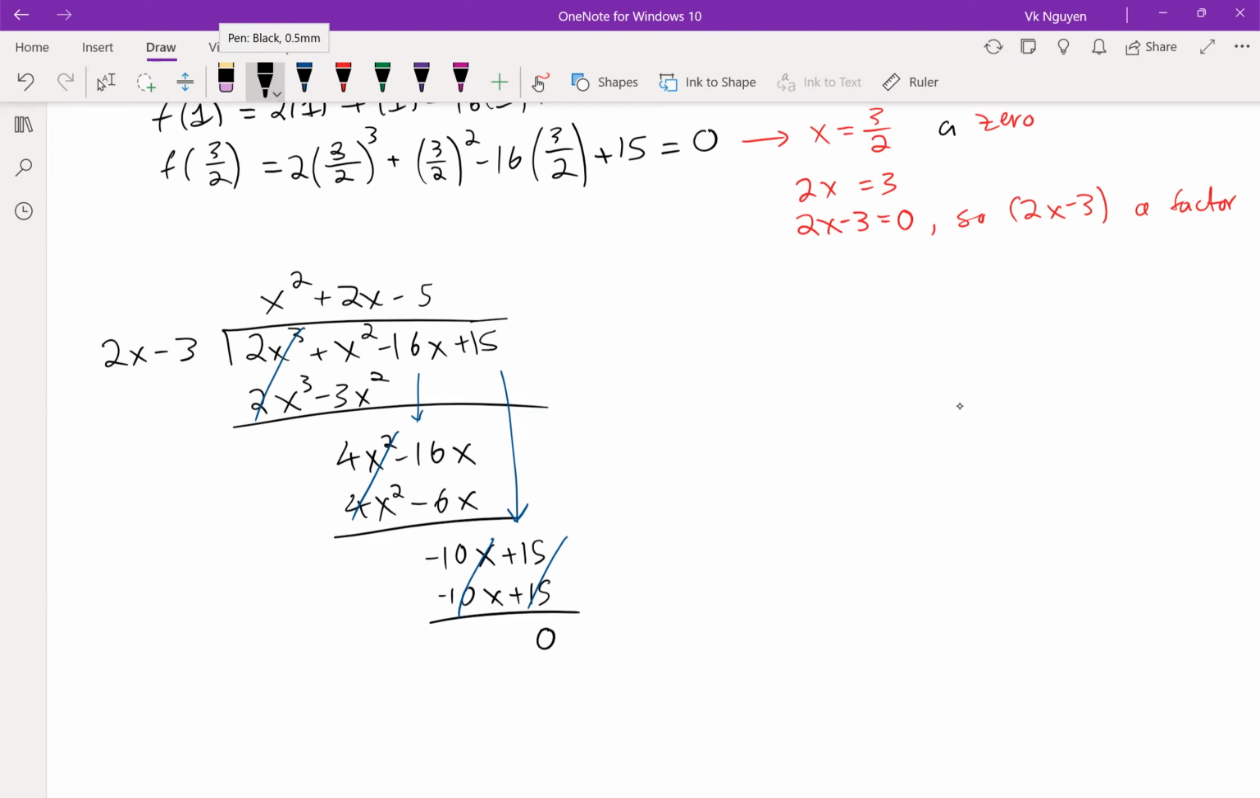What this means is 2x to the 3 plus x squared minus 16x plus 15 factors out to 2x minus 3 multiplied by x squared plus 2x minus 5. X squared plus 2x minus 5, we cannot factor it because there's no factor of negative 5 that adds up to 2.